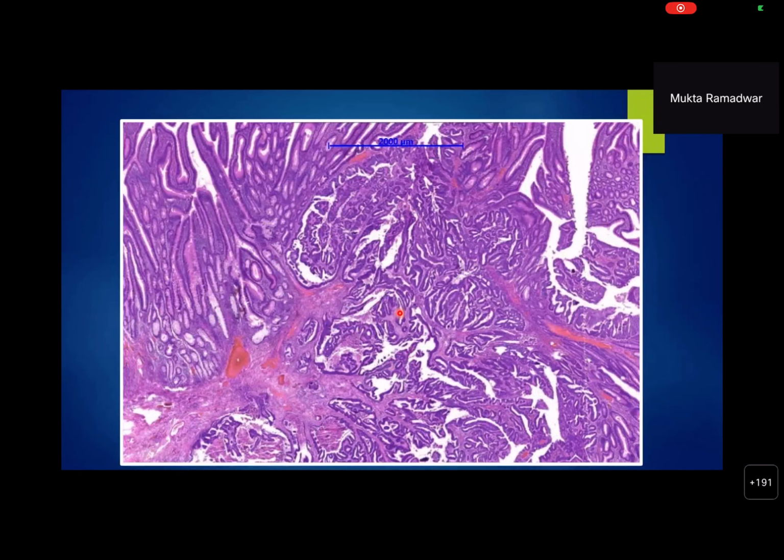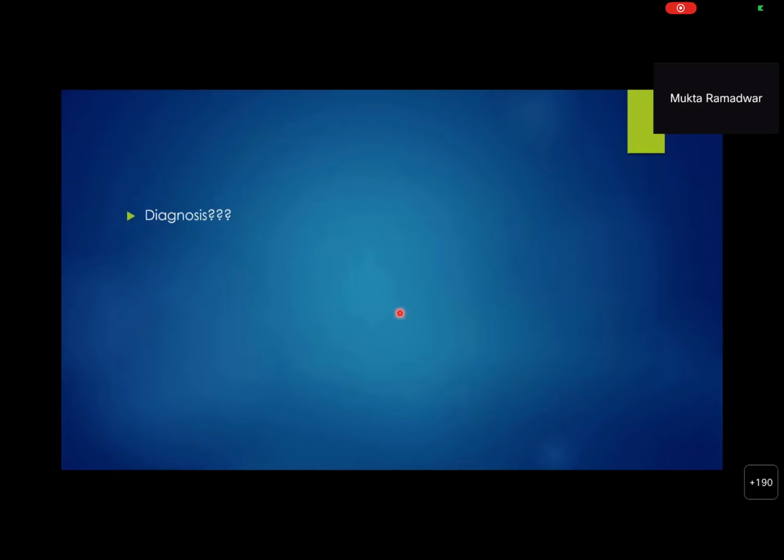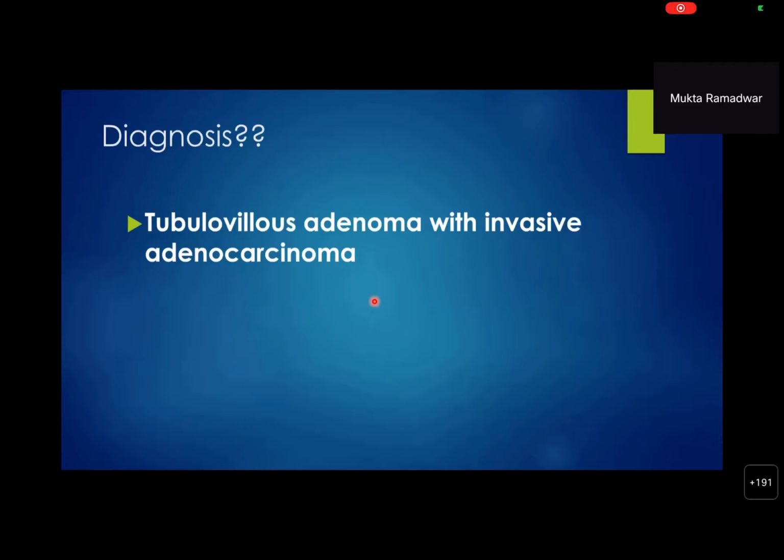So your diagnosis becomes tubulovillous pedunculated foci of adenocarcinoma. Carcinoma in tubulovillous adenoma. That's right. Very right. What is the more significant finding here is the finding of an adenocarcinoma. So always start with adenocarcinoma arising on the background of the tubulovillous adenoma with low-grade dysplasia. That will become your diagnosis: tubulovillous adenoma with invasive adenocarcinoma.